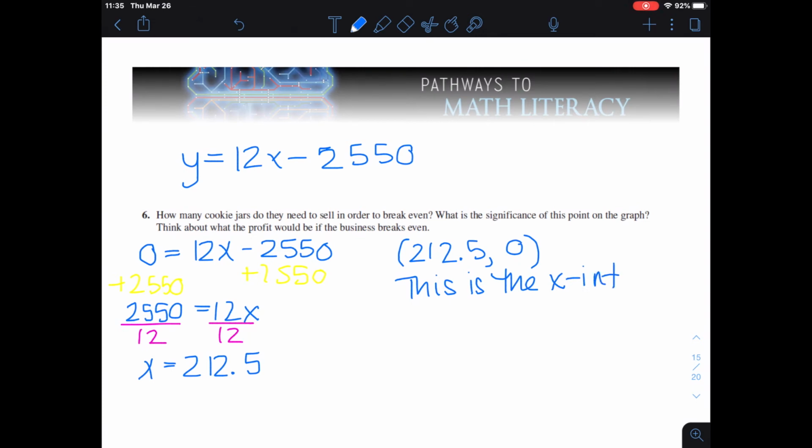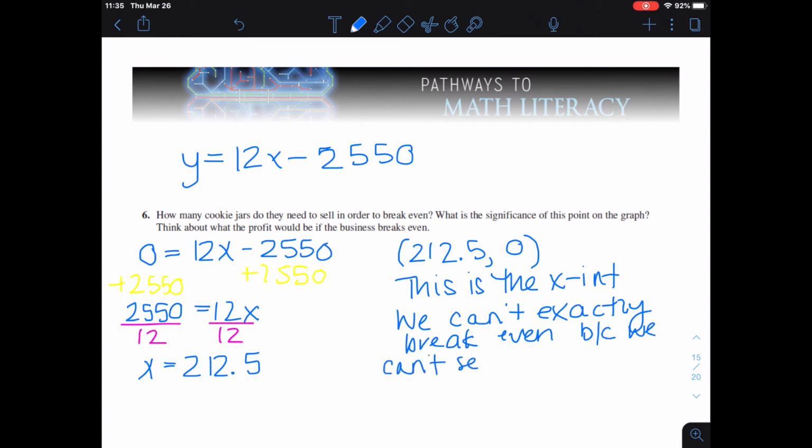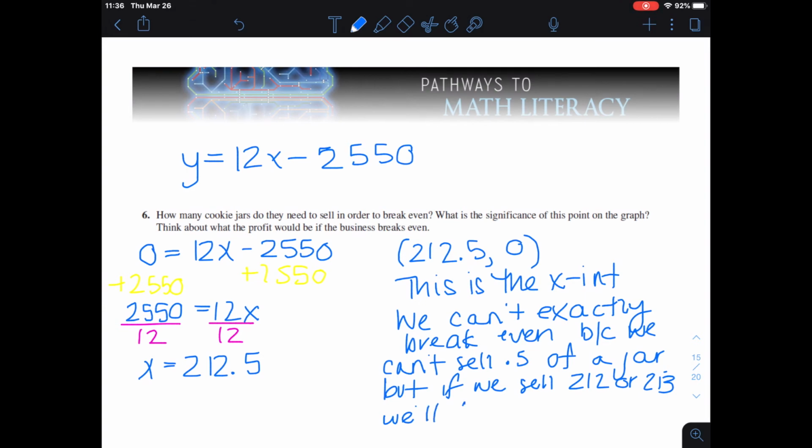Okay. And now you can't exactly break even because you can't sell half a jar. So we can't exactly break even because we can't sell 0.5 of a jar. But if we sell 212 or 213, we'll be close to breaking even.